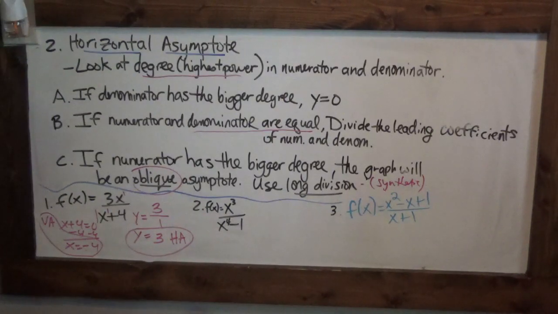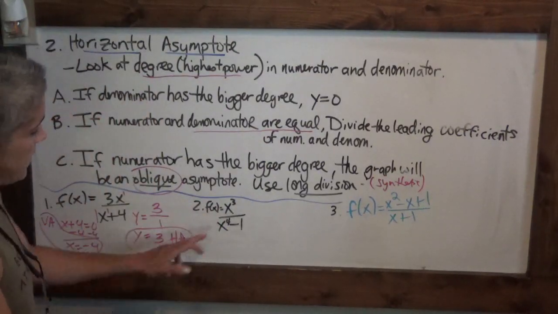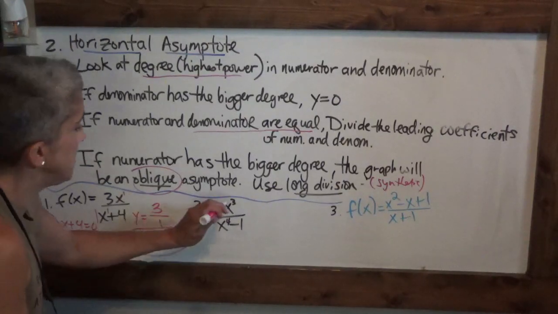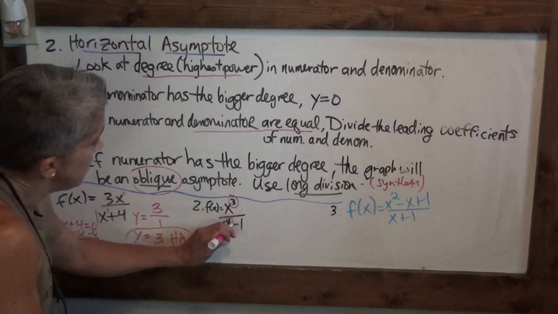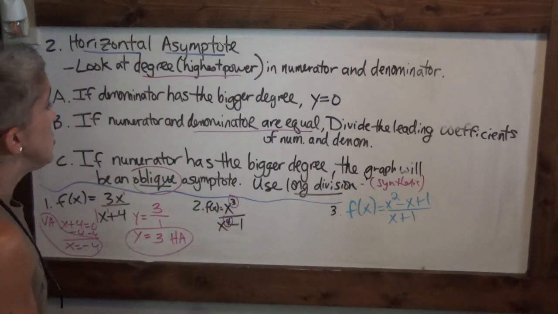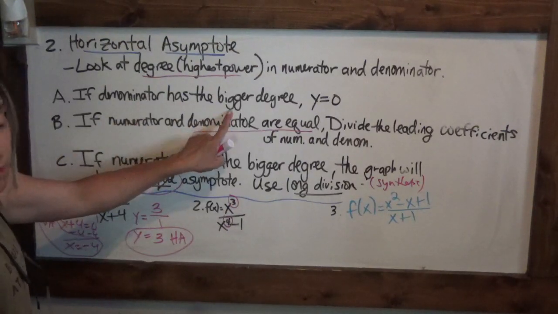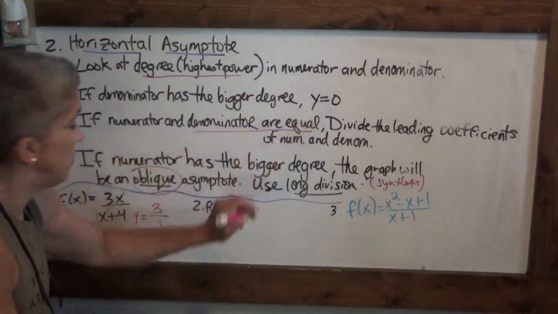Alright, let's take a look at number 2. We've got x to the 3rd divided by x to the 4th minus 1. Okay, what is the degree of the top? It's a 3. What's the degree of the denominator? It's a 4. So that means the degree of the denominator is bigger. So that means this horizontal asymptote is y equals 0.